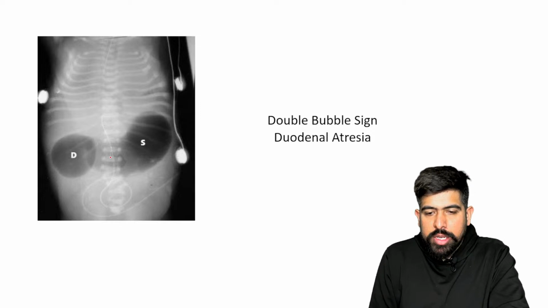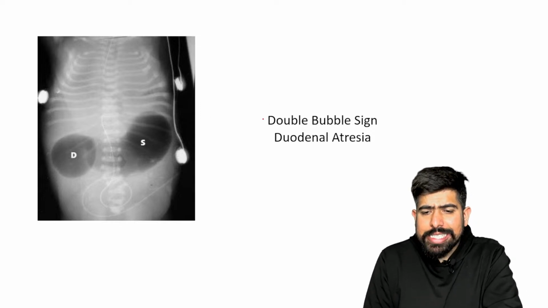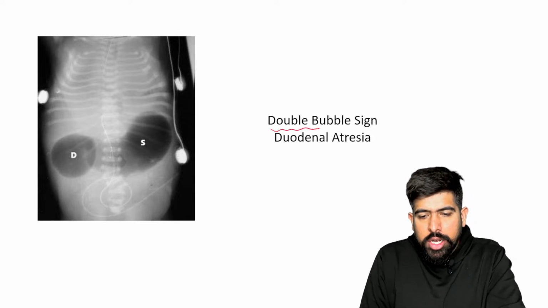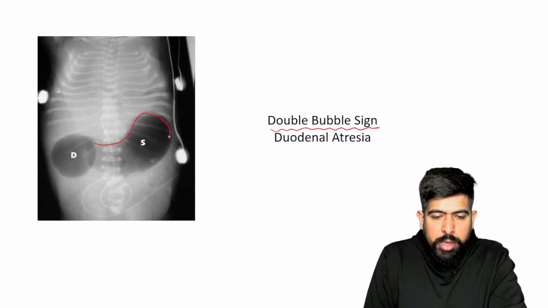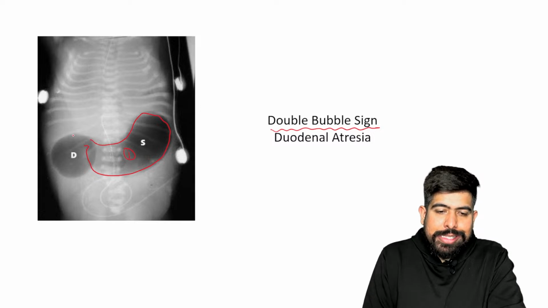Now we are moving forward to the next one. As I can see here, this is the double bubble sign. Identifying this, I can see one bubble, which is the stomach. You can see here, this is the first bubble, and this is the second bubble over here. And what is this second bubble? The second bubble is the duodenum.